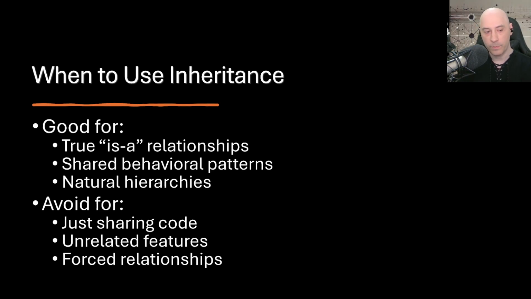It's good for shared behavioral patterns, whenever you have certain behaviors that we've looked at already that share very common features. And it's good for natural hierarchies, whenever you have specific parent-child relationships that are very obvious in code.